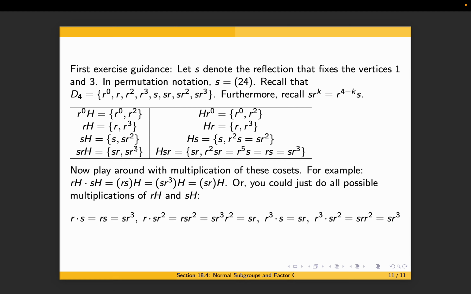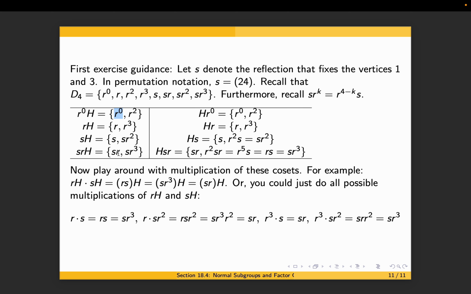Finally, notice we don't have a coset with either SR or SR cubed in it, and so we could actually quit here. We could say, well, I've looked at 3 cosets so far. There are only 2 group elements left. The only thing we haven't seen yet is SR and SR cubed. Those must constitute the final coset. So you would get for free that this last line is equal, but if you want to see it written out, here it is.